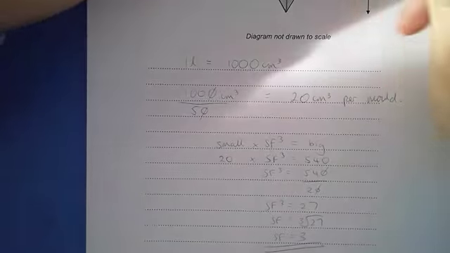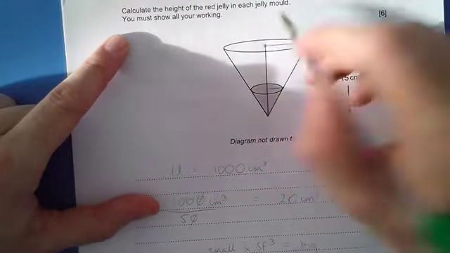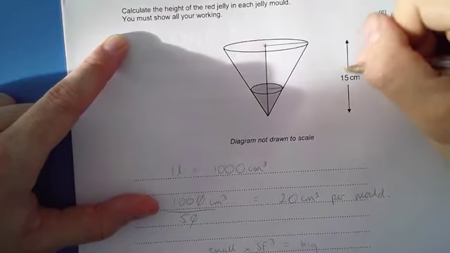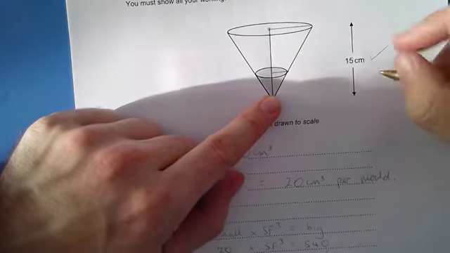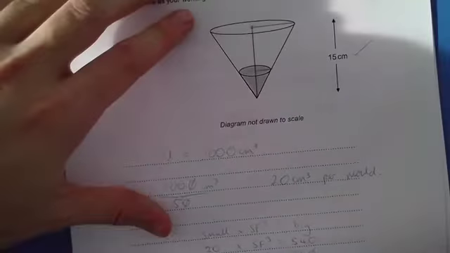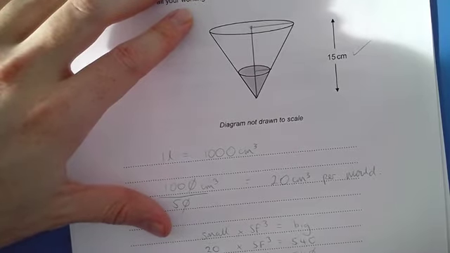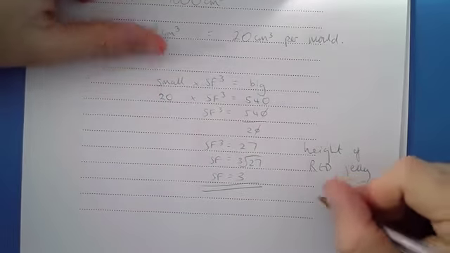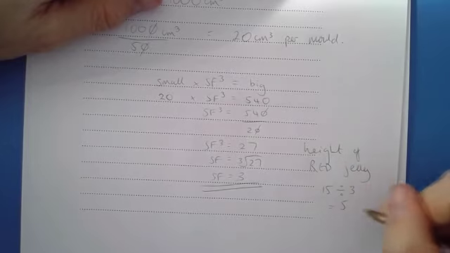Okay, so I know that within here it says calculate the height of the red jelly in each of the moulds. I know all of this is 15 for the big thing. So then for the small thing, it must be a third of that. The scale factor is 3. So to find the height of red jelly, it is equal to 15 divided by 3, which equals 5 centimetres.